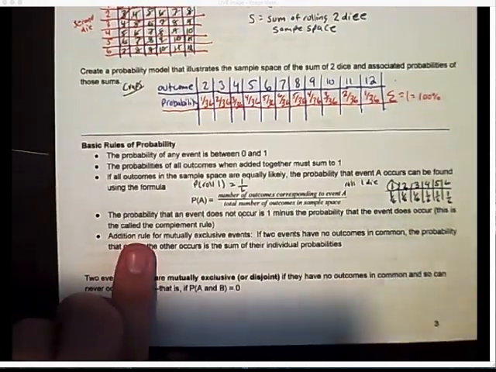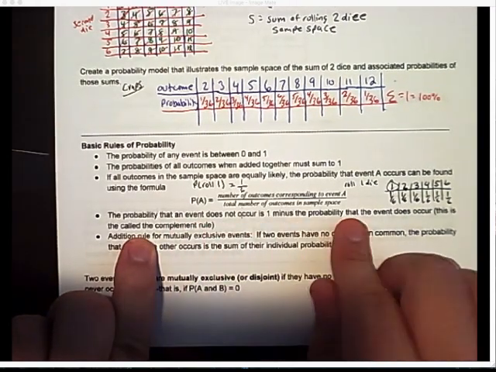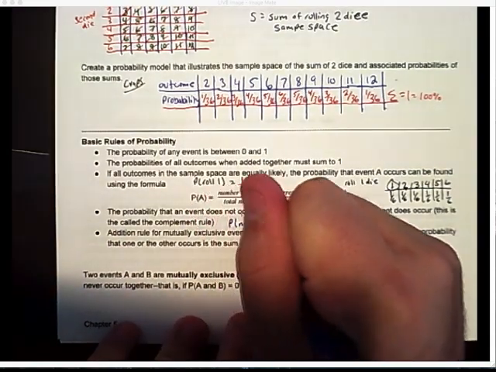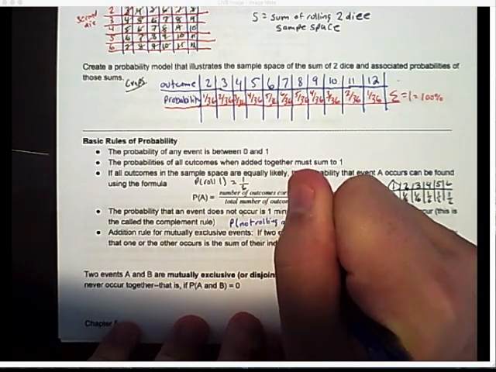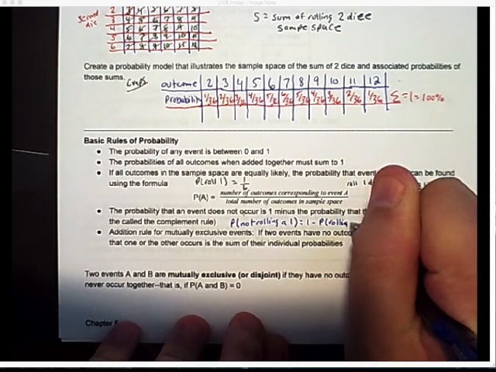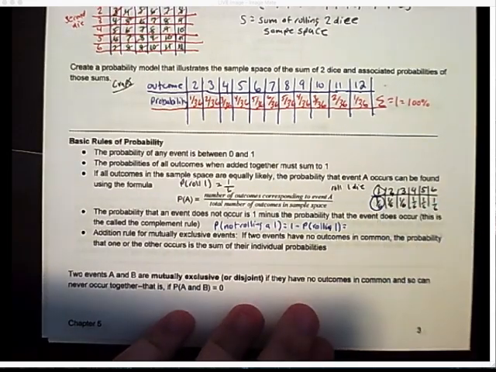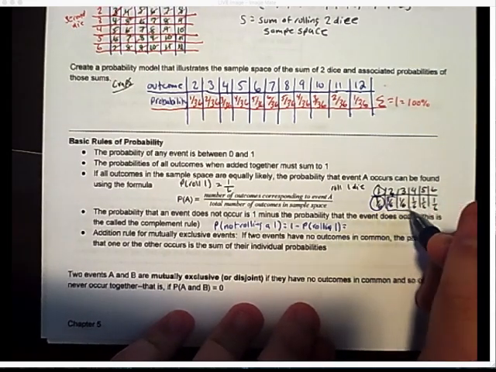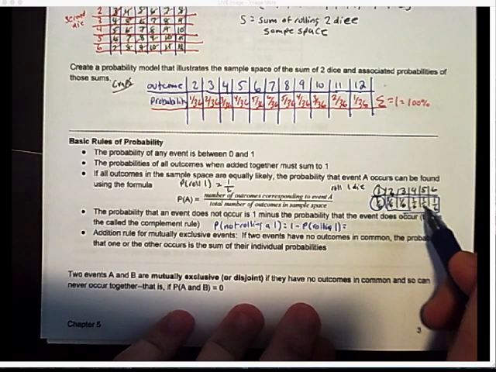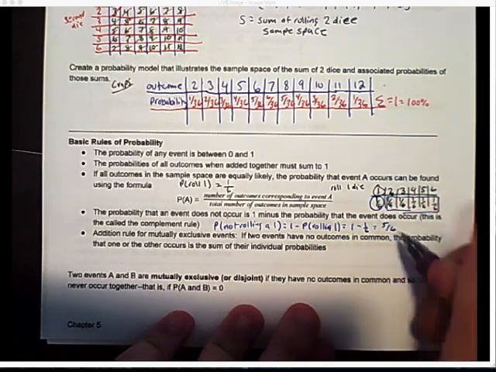All right, let's read the next part. It says the probability that an event does not occur is 1 minus the probability that the event does occur. So going back to this example right here, the probability of not rolling a 1 equals 1 minus the probability of rolling a 1. All right. Because we know the probability I'm going to get a 1 is 1/6, well, the probability that I don't get a 1 would be all this stuff over here: 1/6, 2/6, 3/6, 4/6, 5/6. So it's like 1 minus a sixth, which is 5/6.